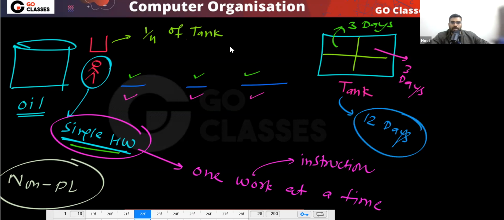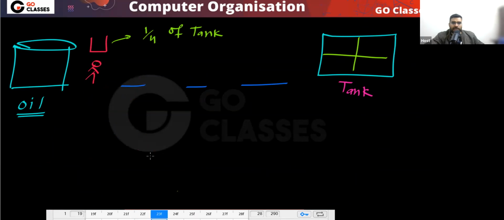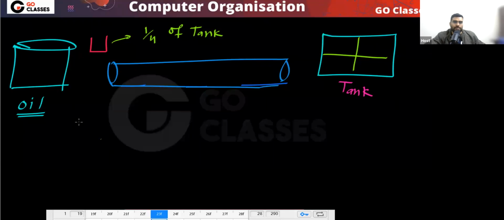Correct? Very simple. Now you tell me, if you have a pipeline, you do something smart. You can make a pipeline here, let's assume this type of pipeline. Now see this first bucket. This first bucket you will put here. Now this first bucket is going.